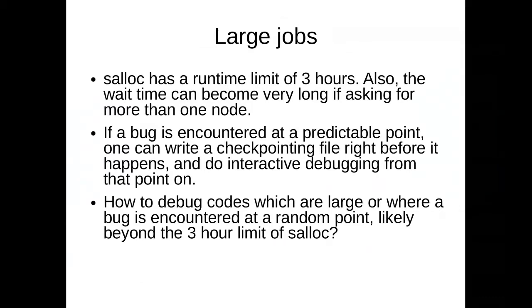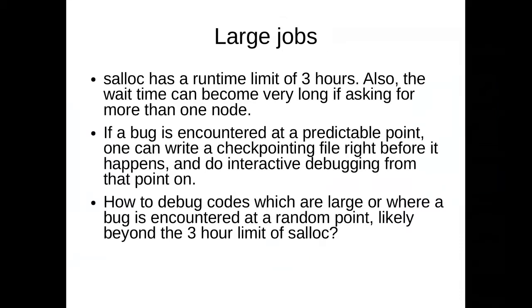So what to do if your code has a bug which is triggered quite randomly, and most likely beyond the 3-hour limit of salloc? So you can no longer use salloc to do interactive debugging with DDT. What to do in that situation? If it's not random, if it's predictable, the best solution is to run the code, see where the bug happens, and then use checkpointing to pause the code right before the bug happens. And then you use salloc and start from that checkpoint and easily reach the bug point.